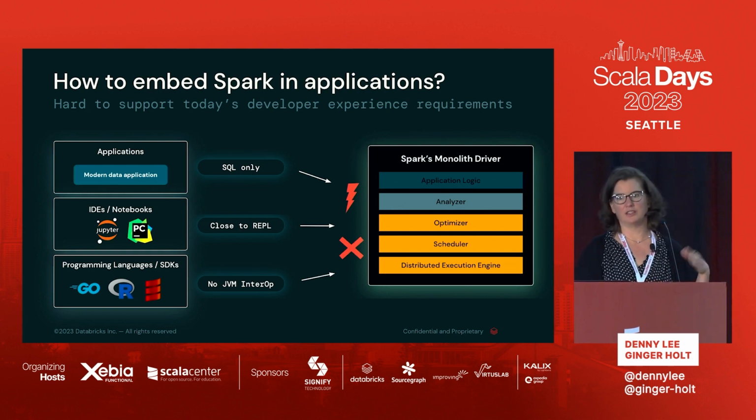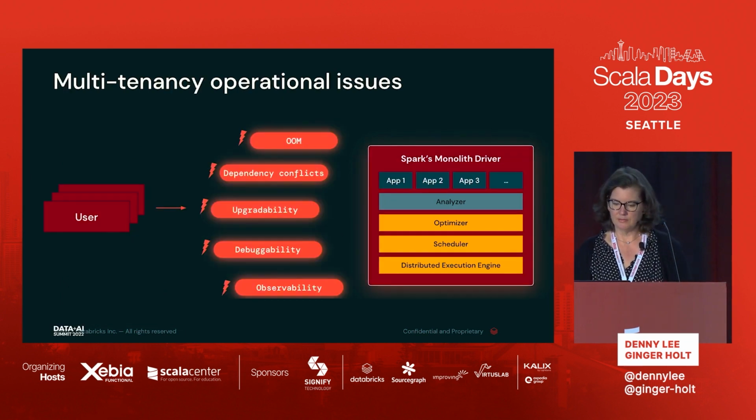Some applications like notebooks have their own protocol when you use Spark in them. You basically send over snippets of code using strings. This is very cumbersome and also difficult to debug. And for some programming languages, you don't even have JVM interop. So it's difficult to leverage Spark at all in those cases.